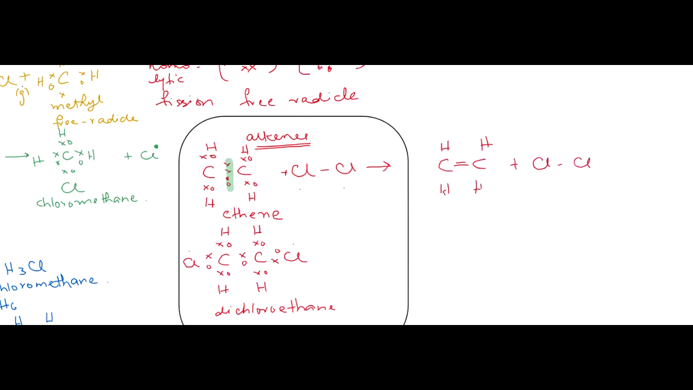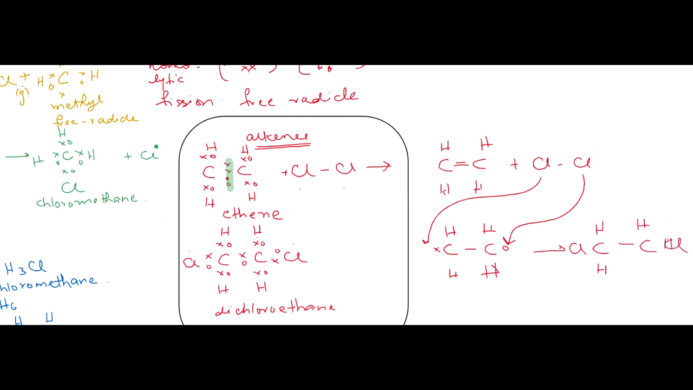Now, if I break the double covalent bond, both of these carbon atoms have one free bond. They both have one free electron, so they can make a bond. We have two chlorine atoms. Each chlorine atom can come and make a bond with the carbon. There you go. The final product is an ethane. In the final product, it's an alkane.